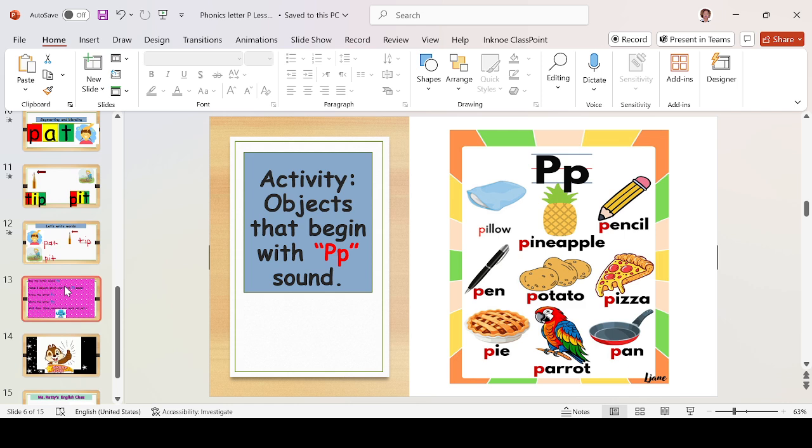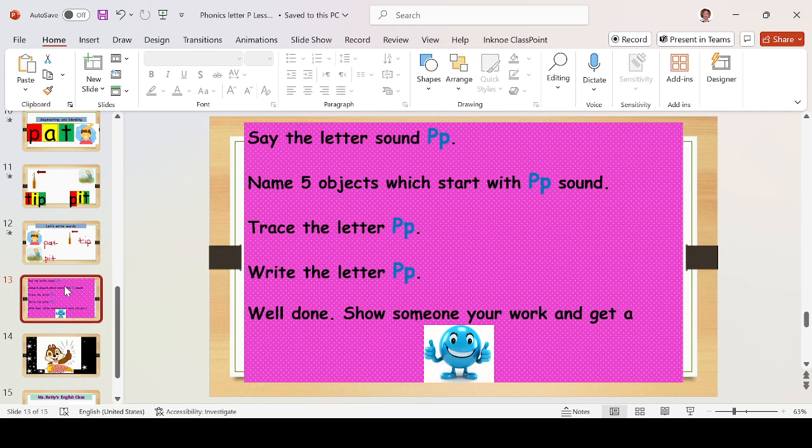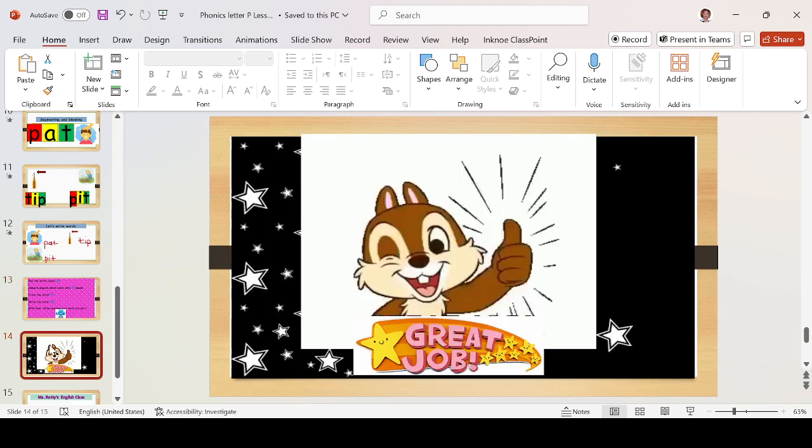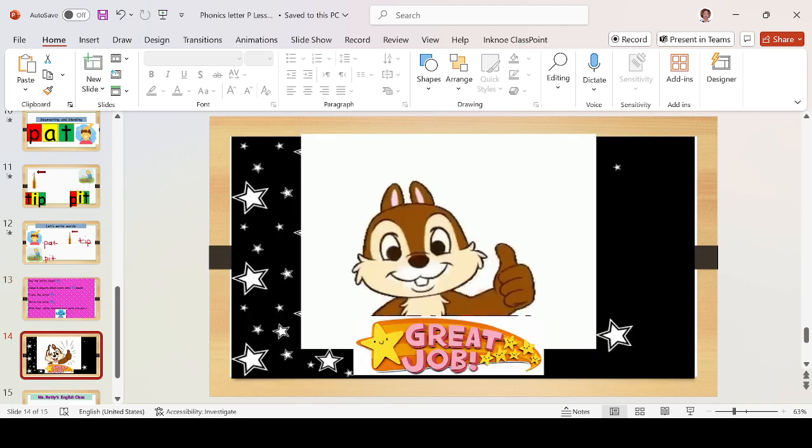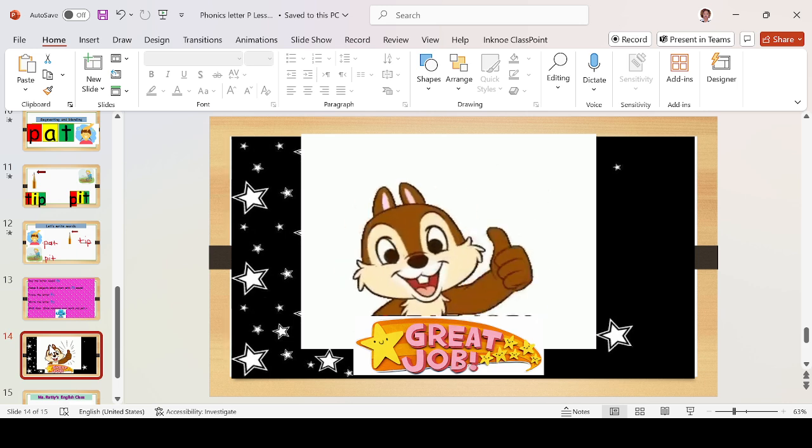And let's see, your next task is to trace the letter P sound. I want you to keep on tracing it and to write it independently and to practice to read and write words with the P sound. Well done. You can show somebody your work and get a thumbs up. Okay, because you did a very, very great job.